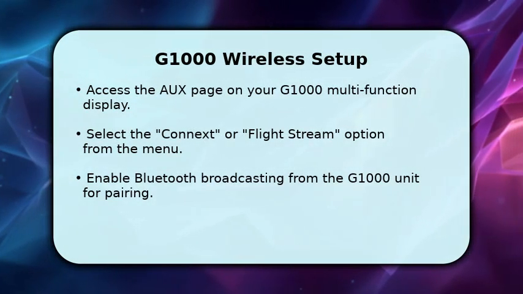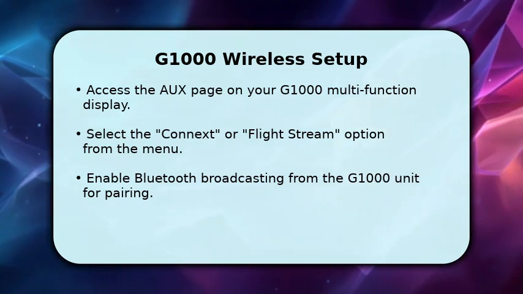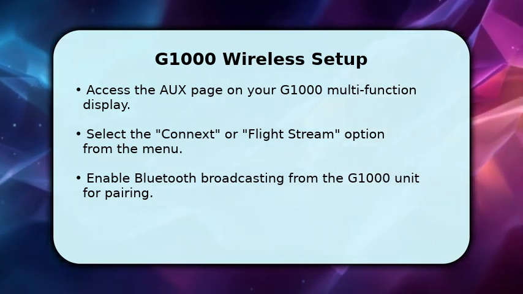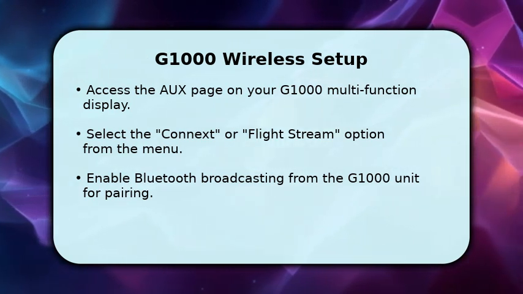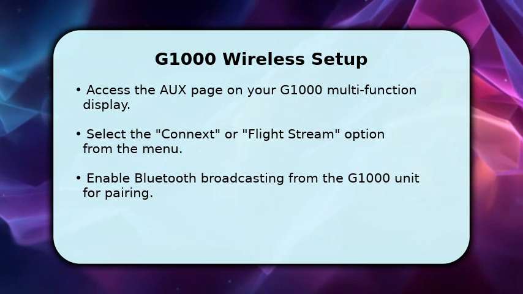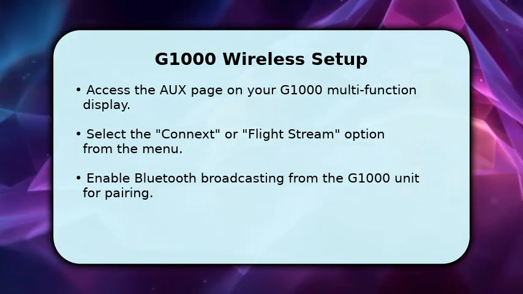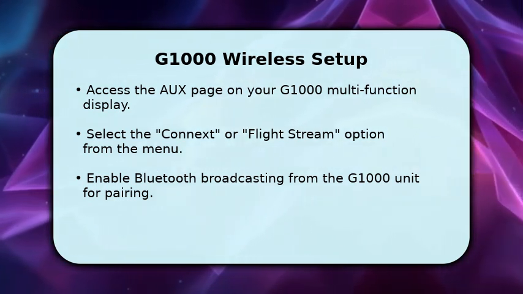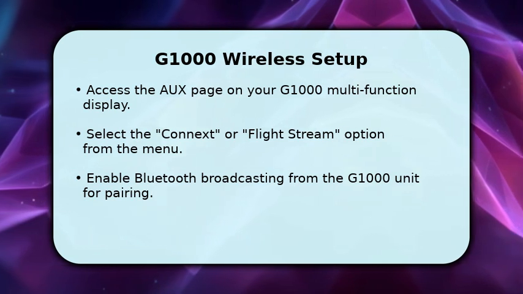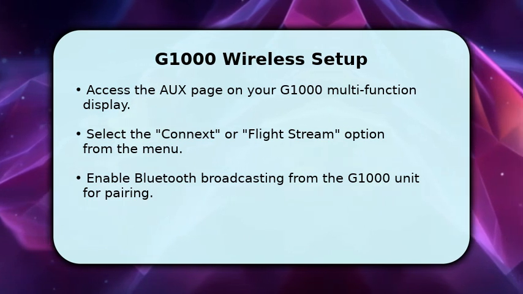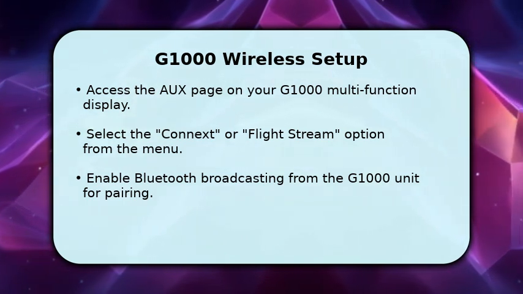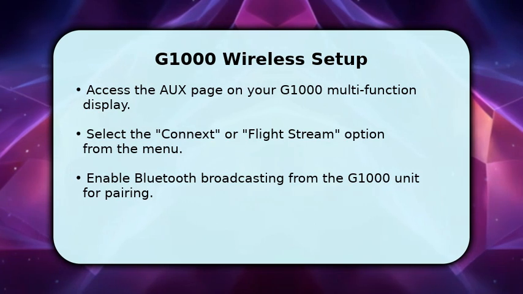Now, let's configure your G1000 for wireless communication. On your G1000's multifunction display, navigate to the AUX page. From there, you'll need to select the Connect or Flight Stream option, depending on your specific G1000 model. Once you're in that menu, enable Bluetooth broadcasting. This action makes your G1000 discoverable to your ForeFlight device, allowing for the next step in our connection process.